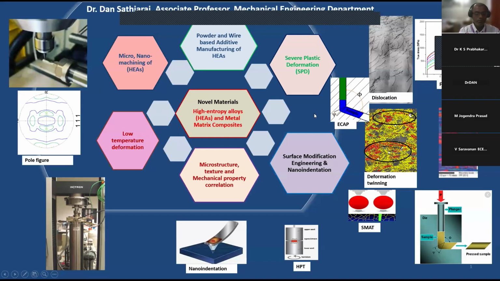conventional deformation machines, like a rolling machine or friction stir process machine. Also for the laser surface modification technique, we have a laser shock peening technique. So these are some of the facilities we have. Also we have a mechanical characterization facility and microscopes, all those facilities are available.